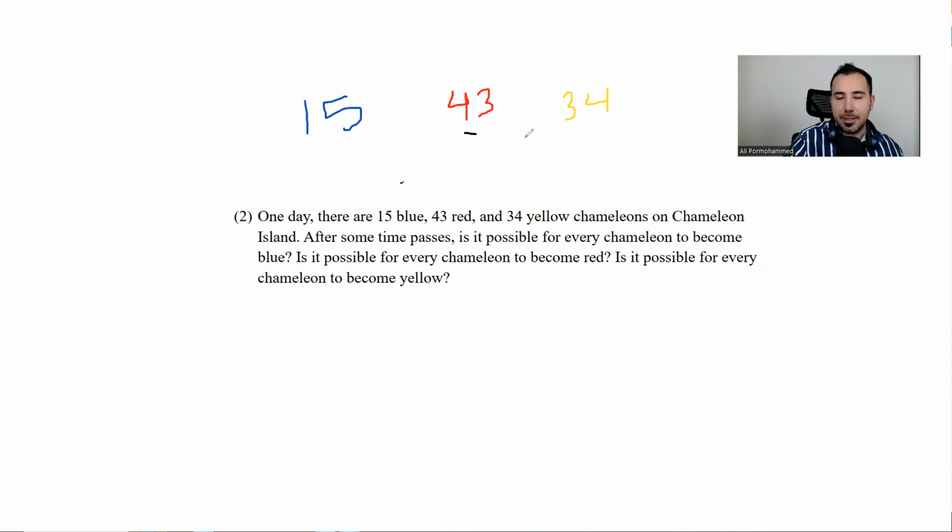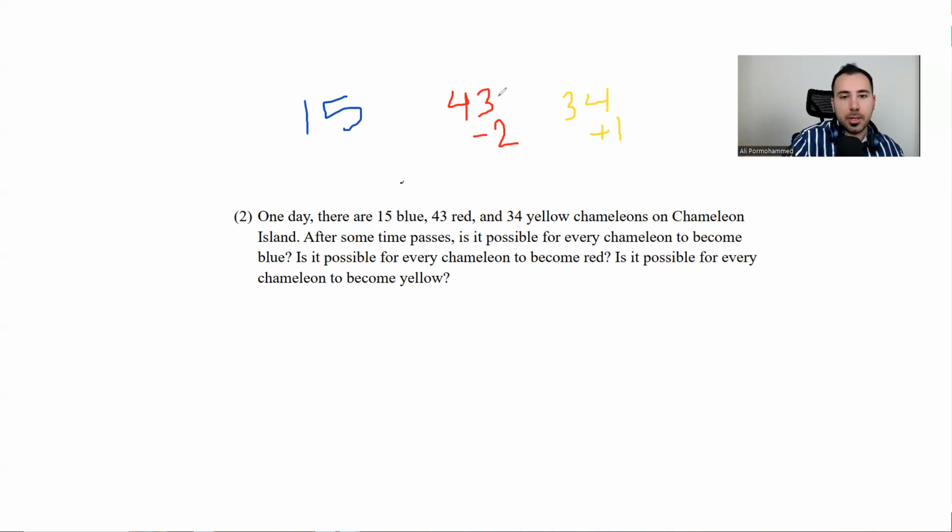That's the key. Okay, if I subtract these two numbers, the answer will be 9. Okay, if 9 is a multiple of 3, the answer is yes, all of them can be blue. That's the rule. Why? Because each time that we minus the big number by 2, the yellow one will be added by 1. So 2 go down, 1 go up. 2 go down, 1 go up. So if it's a multiple of 3, the answer will be yes.